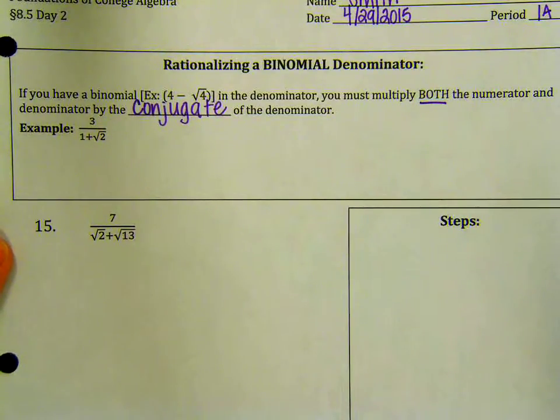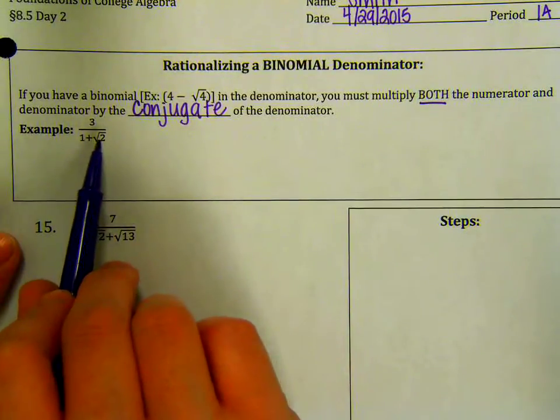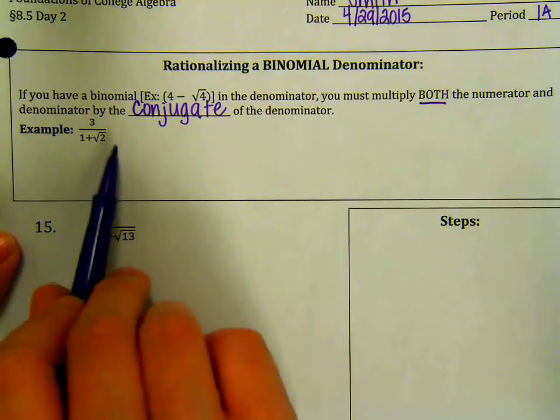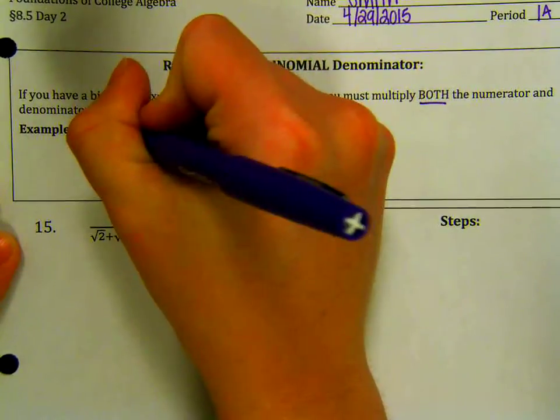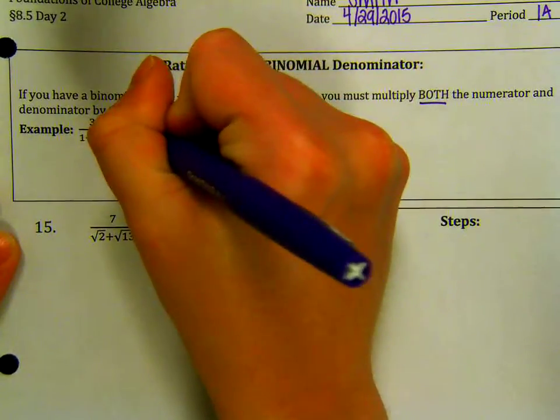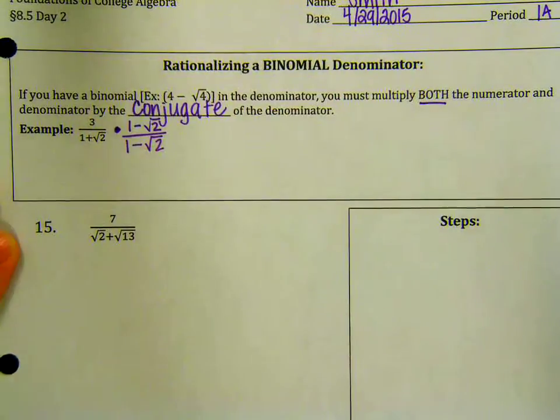So a conjugate means that if I have a positive, the conjugate's negative. If I have a negative, the conjugate's positive. That's the only thing a conjugate really means. So in this first example, I have 1 plus square root of 2 in the denominator. The conjugate is just 1 minus square root of 2. So I'm going to multiply the top and the bottom by 1 minus square root of 2. It does not matter what the numerator says, it just matters what the denominator says.